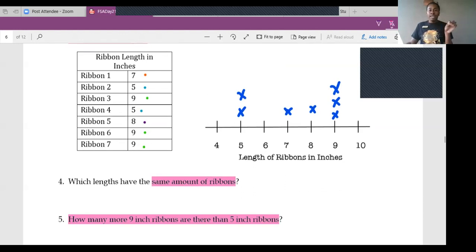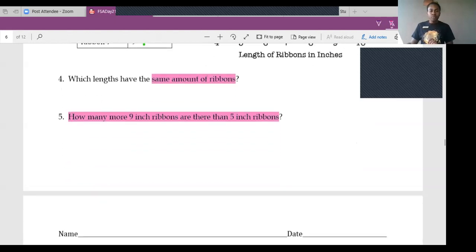So 3 minus 2, because how many more is a key term for subtraction. 3 minus 2 equals 1. So how many more 9-inch ribbons are there than 5-inch ribbons? That would be 1, okay?